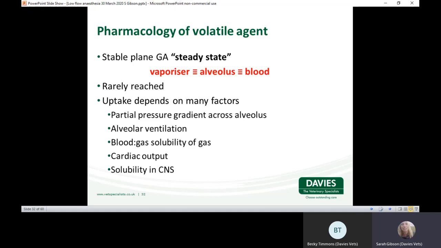So just to mention briefly some pharmacology, a steady state of anaesthesia is rarely ever reached in inhalational anaesthesia in our patients, as this takes a long time to stabilise, and our patients aren't usually anaesthetised for long enough. So it's when the concentrations of anaesthetic in the vaporiser, alveolus and blood are all in equilibrium. So uptake of the anaesthetic into the body at the start of anaesthesia depends on several factors: the partial pressure gradient across the alveolus, alveolar ventilation, the blood gas solubility coefficient of the agent, cardiac output, and how soluble the drug is in the central nervous system.